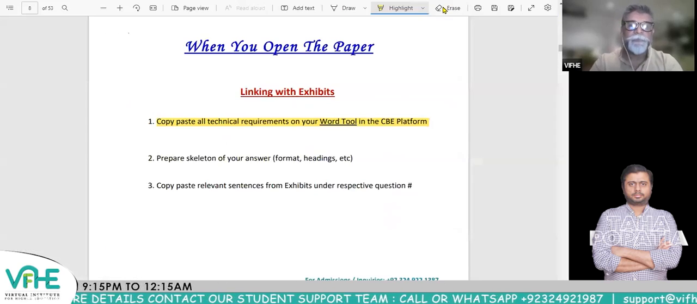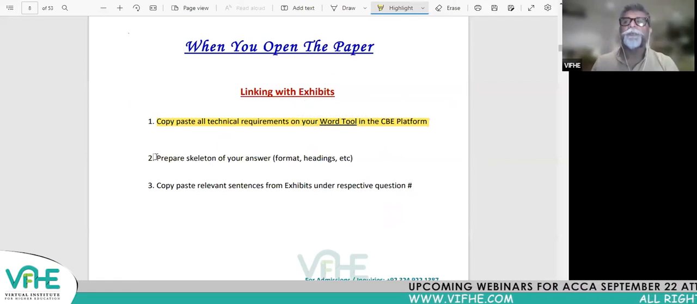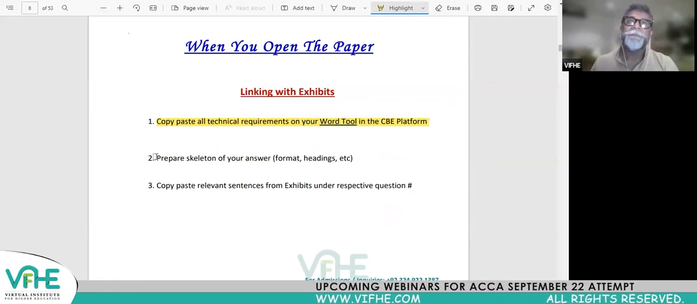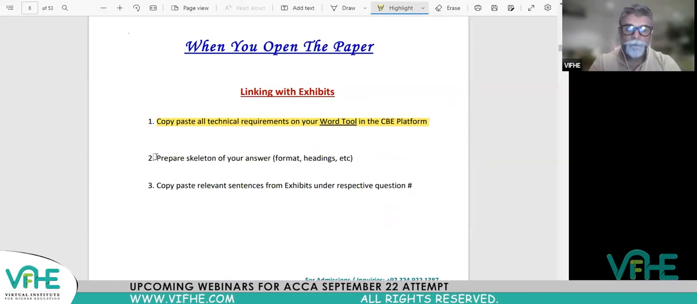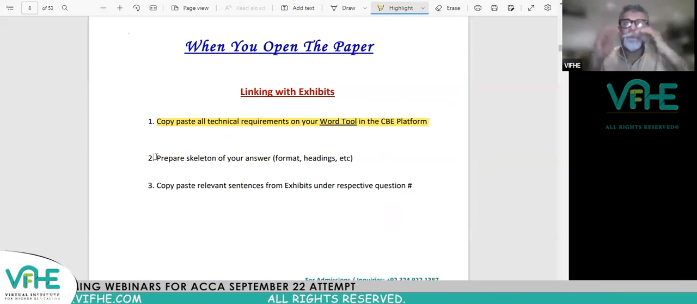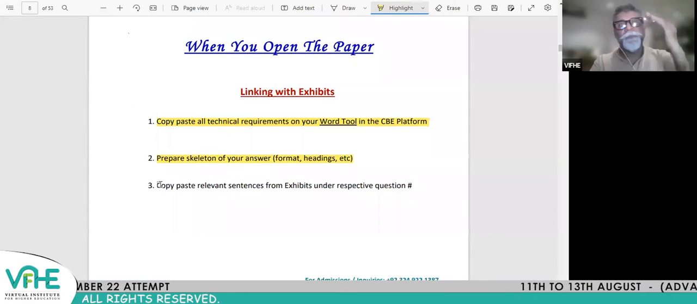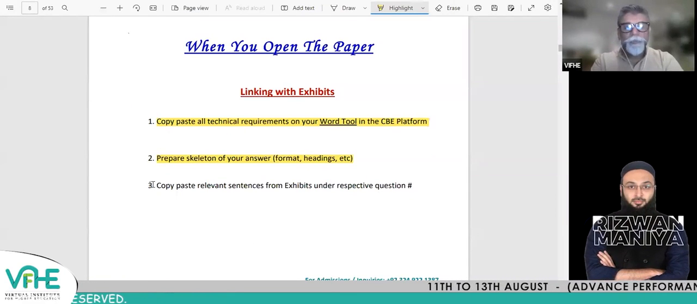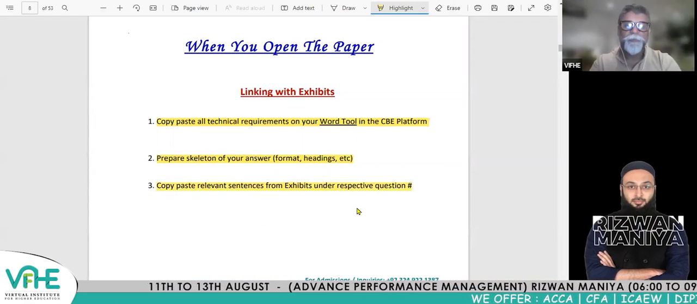The second step is prepare skeleton of your answer. So this we had done yesterday, remember? So for example, if we are supposed to prepare a report, you just prepare a report and give the headings, subheadings. All right. And then when you start reading the scenario, you start copy pasting relevant sentences from your exhibits under the respective questions. Very simple.